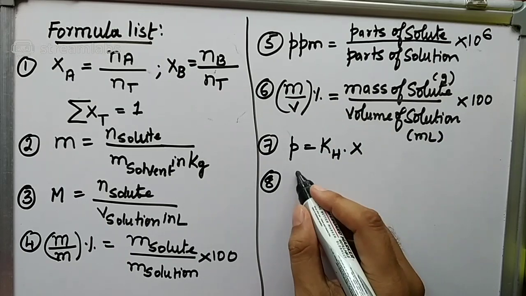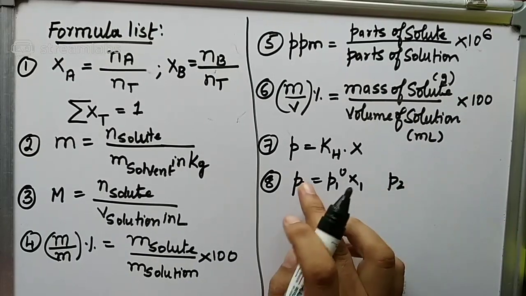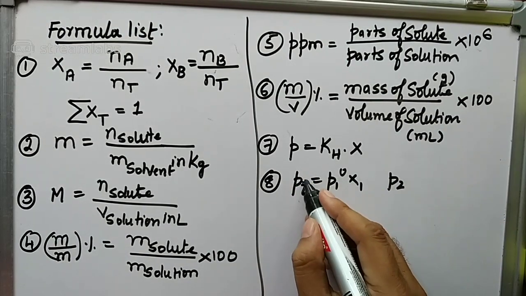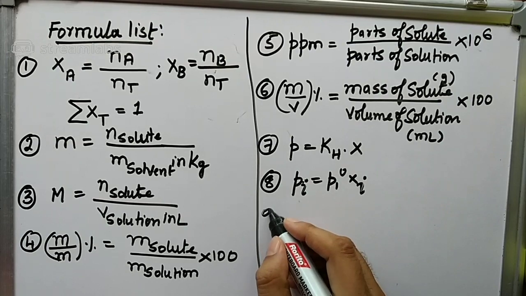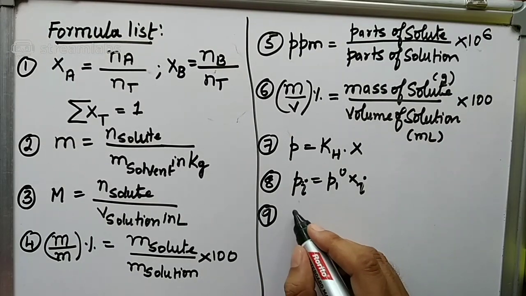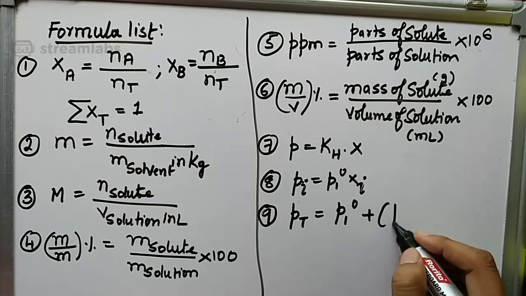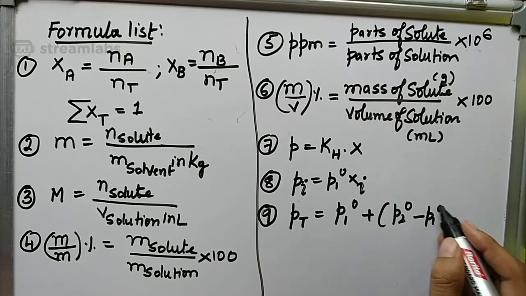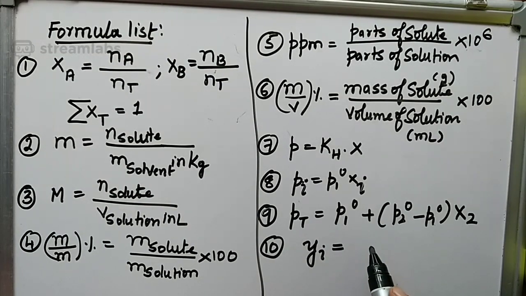Then P1 is equal to P1 naught X1, P2. Generally I can write this as Pi is equal to Xi into Pi naught. Then we have studied the 9th formula for a binary solution applying Raoult's law. P total is equal to, I can write as P1 naught plus P2 naught minus P1 naught into X2. Then vapor phase composition Yi is equal to Pi naught Xi divided by P total.